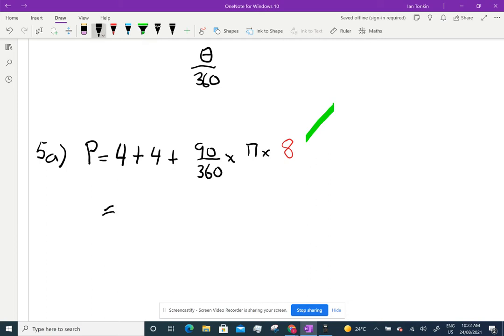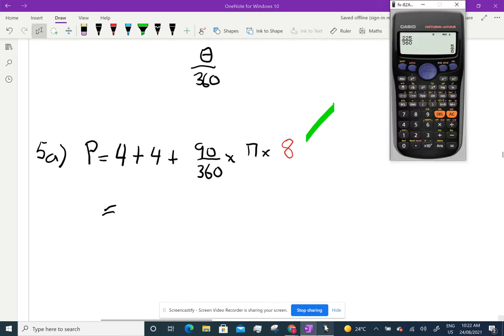So that's the only tricky part, getting this bit. Once you've written it all out, you just put it in your calculator. So what have I got? 4 plus 4 plus 90 on 360. Now, the reason I'm going to write this is because I'm going to use my backwards button all the time. So 90 over 360, because most of these are going to be the same, times, now remember how to get pi, shift and the button underneath the 3, you get pi, then times, and remember the diameter is 8. Press equals. Now, because we have pi in there, we're always going to get a decimal.